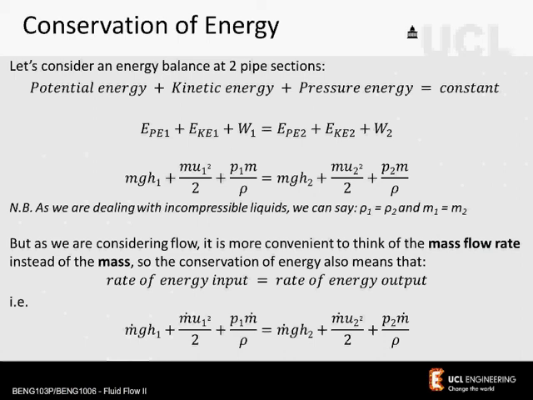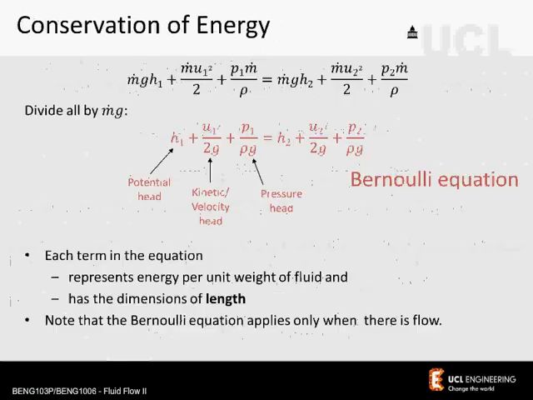The conservation of energy also means that if we are flowing fluid into a system, the rate of energy input that's coming in with that fluid is going to be equal to the rate of energy output that's going out with the fluid. So we can substitute m dot in for all of those m values in the equation above, and that gives us the equation at the bottom. If we take the equation from the previous slide and divide the whole thing by m dot g, the mass flow rate multiplied by the acceleration due to gravity, what we end up with is the Bernoulli equation: h1 plus u1 squared over 2g plus p1 over rho g is equal to h2 plus u2 squared over 2g plus p2 over rho g.